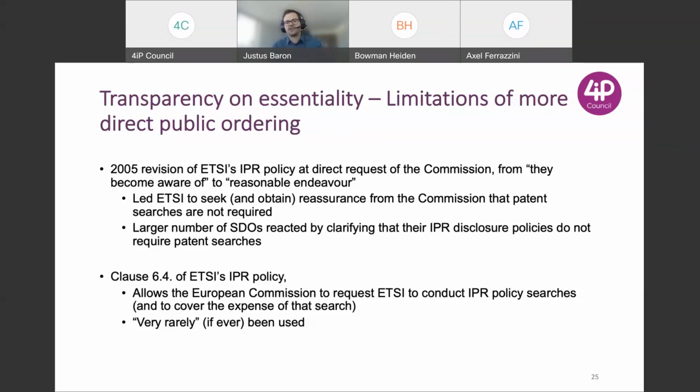And another telling example is a clause that exists in ETSI's IPR policy, which allows the European Commission to request ETSI to conduct IPR patent searches, and to cover the expense of that search. So when the Commission feels that this is a particular exceptional circumstance in which the value of that disclosure would outweigh the cost, then the Commission has a means to actually pay for that search and request it. And earlier versions of the IPR policy guide of ETSI explicitly acknowledged that this clause has very rarely been used, and I don't know if it has ever been used. So even though the policymaker has available a tool that allows it to substitute its own judgment for the market actor's judgment on how much disclosure should be provided, it has very rarely exercised that right.